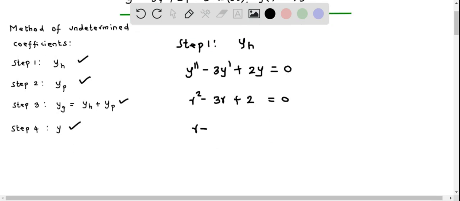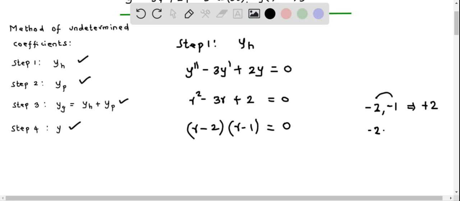We can factorize this. That is r minus 2 times r minus 1, and this equals 0. I'm sorry, this 1 should be negative 1, it is not positive 1. So negative 2 times negative 1 is positive 2, and negative 2 plus negative 1 equals negative 3. So the negative 3 is the sum, and this positive 2 is the product of the two numbers. So this factorization is correct.